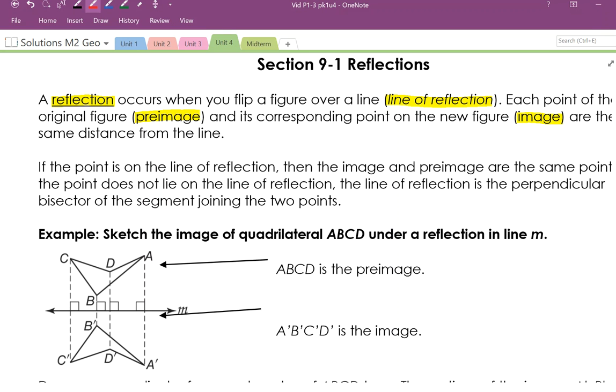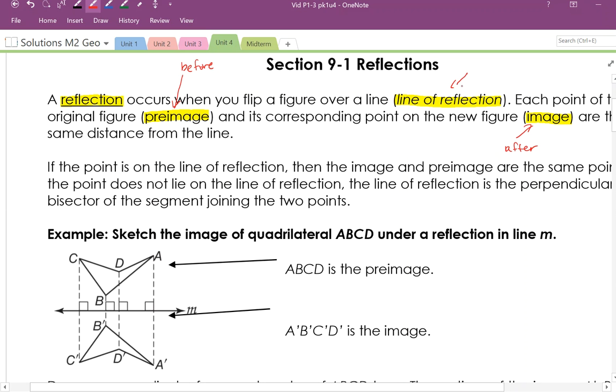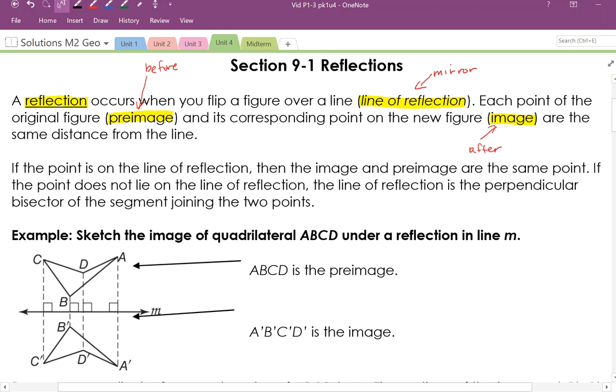are the same distance away from that line of reflection. So pre-image is before, image is after, and the line of reflection is the mirror. If a point is on the line of reflection, then the image and the pre-image, or the before and after, are going to be the same point. If the point is not on the line of reflection, then what you do is you draw a perpendicular from the original point to the image point, and they'll be equal distances away from the line of reflection on either side.